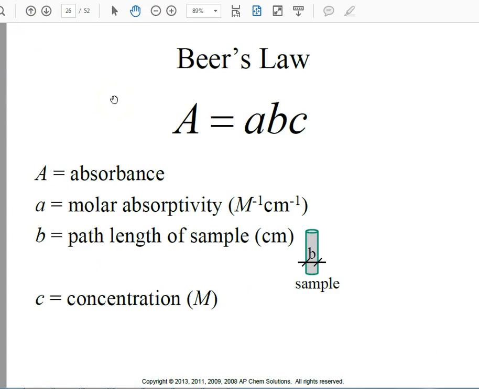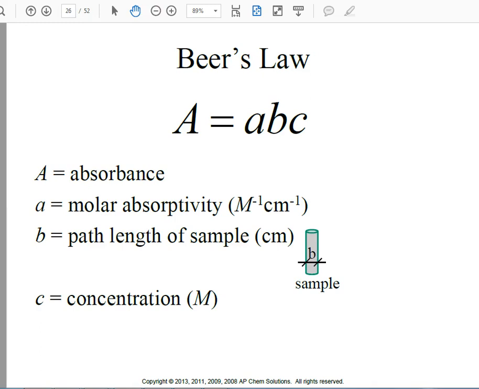The amount absorbed by the sample is directly related to the concentration of the sample. So think about if you have really concentrated Kool-Aid, for example. It's going to be a really dark red, right? And then if you have not concentrated Kool-Aid, it's going to be a lighter red. So the concentration is directly related to the color, which is directly related to the amount of light it's absorbing.